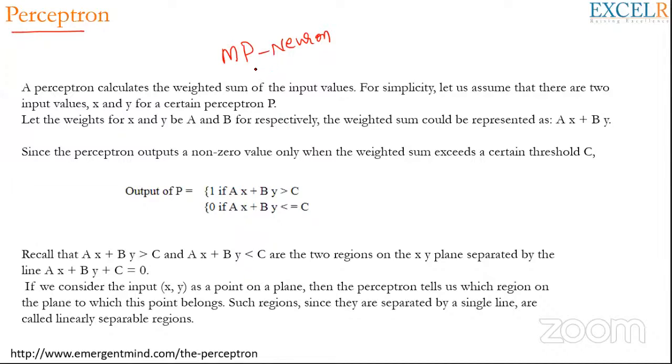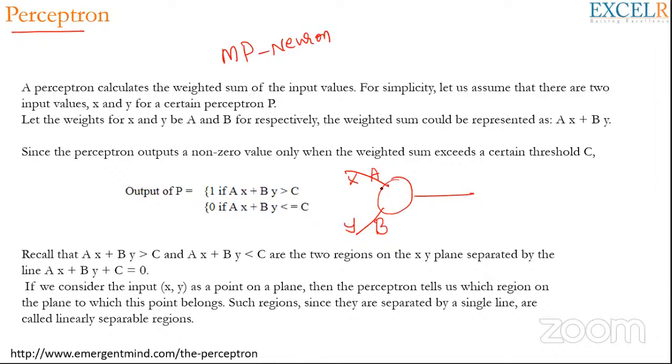It takes the binary inputs and gives us the binary output. A little more advanced version of that McCulloch-Pitts neuron is the perceptron. The definition of perceptron is basically like this. I have a neuron here, and these are the inputs, X, Y. These are the associated weights, A, B.